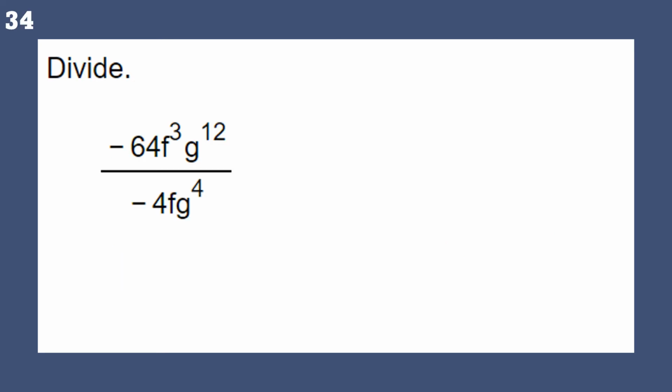Dividing monomials. Now notice that these are monomials. In other words, there's just one cluster at the top and one cluster at the bottom. We're going to treat each type of the problem separately. So I'm going to look at just this part right here, just the numbers, and simplify that. Well, that's not too bad, because negative 64 divided by negative 4 is just 16.